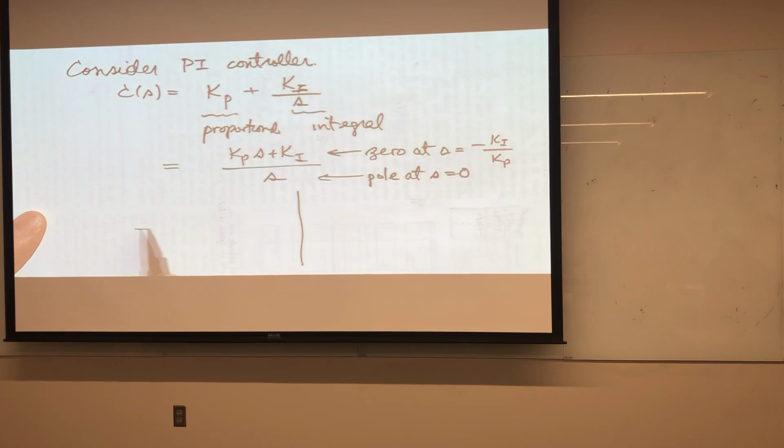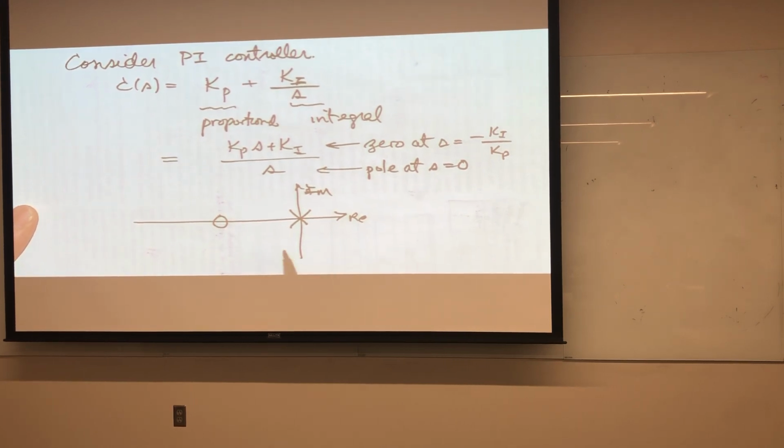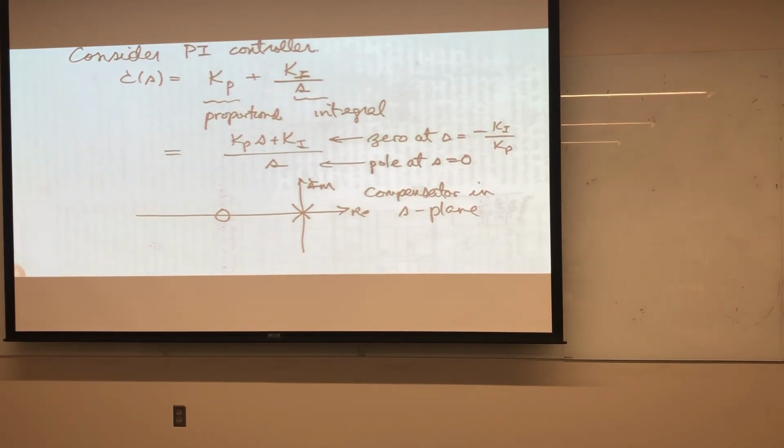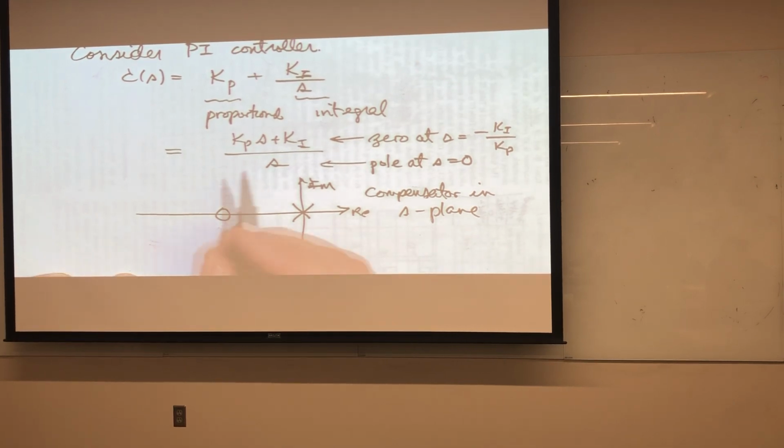So in the complex plane, this is the real and imaginary axis. In the complex plane, this is the compensator. This is the compensator's poles and zeros in the S-plane. I've not put on here the process. I'm only sketching the pole and 0 of the compensator. So this is at the point negative Ki divided by Kp.